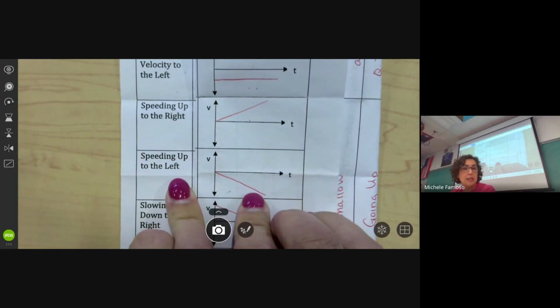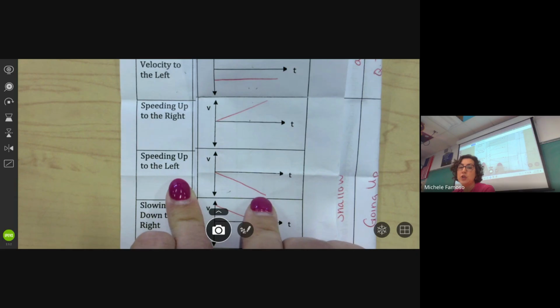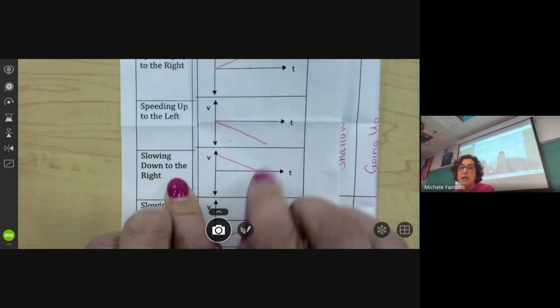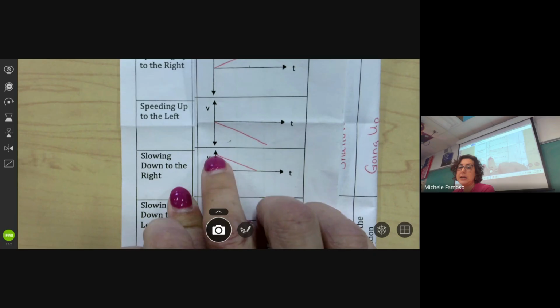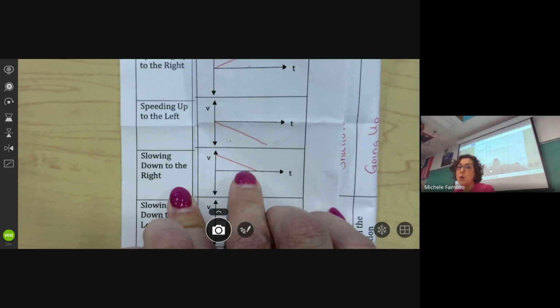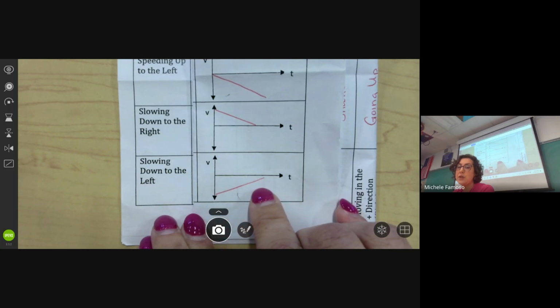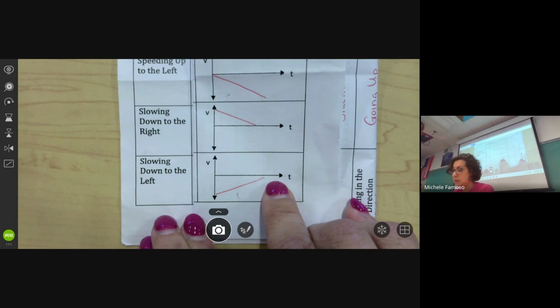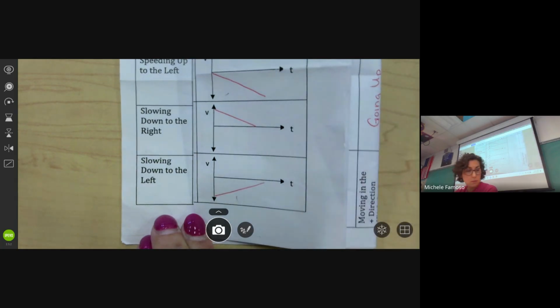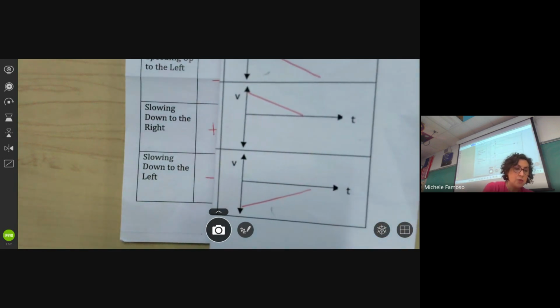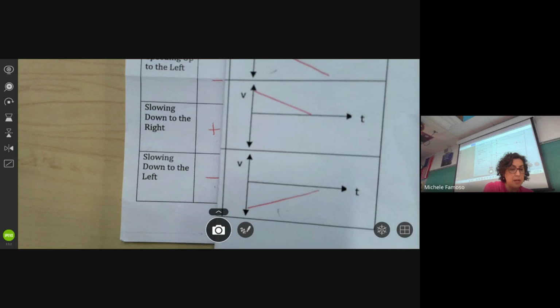As I speed up to the left, I need a diagonal line which goes down in the 4th quadrant below the x-axis. As I slow down to the right, I need a diagonal line up in the 1st quadrant which approaches the x-axis. When I slow down to the left, I need a diagonal line down in the 4th quadrant which is approaching the x-axis. Okay, that gets us through all the patterns through page 31. Let's now look at page 32 and 33, which are about the term acceleration.